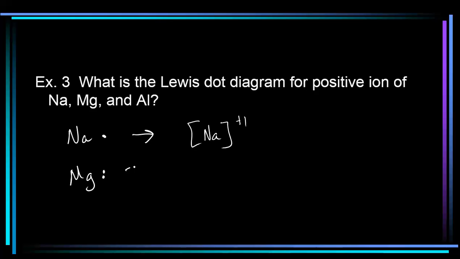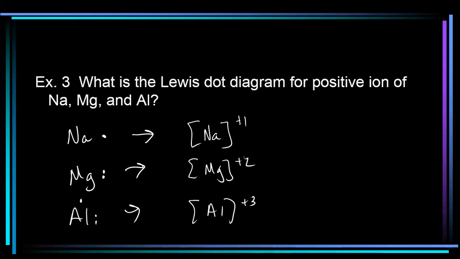Okay, here we go. Magnesium with 2 dots. Marieli, show me it as a cation. Wouldn't it just be Mg in brackets plus 2? It would be. And finally, aluminum, Elizabeth. In brackets, Al, bracket plus 3. Excellent. All right, so we have positive ions.